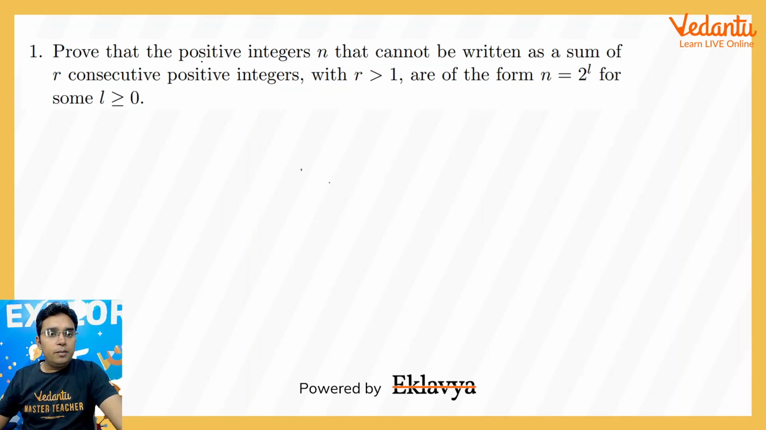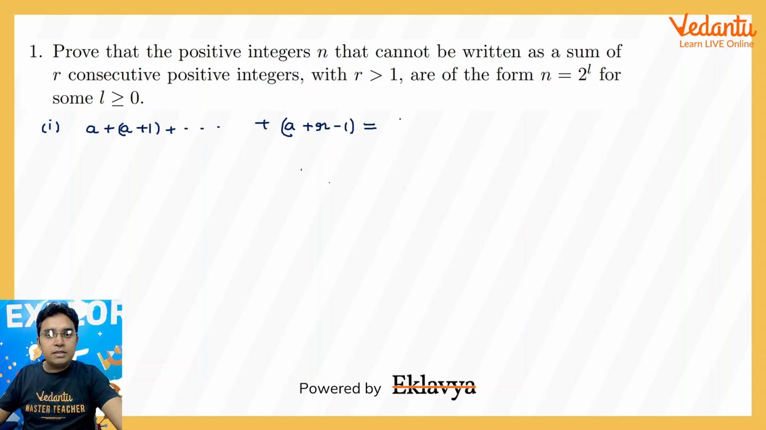Prove that the positive integers n that cannot be written as sum of r consecutive positive integers with r greater than 1 are of the form n equals 2 power l for some l greater than or equal to 0. Now to prove that, I will be proving two things. First, suppose I am having r consecutive integers. Let us say my first integer is a, my second integer is a plus 1, and so on, and then we are getting a plus r minus 1, that is the last, rth integer.